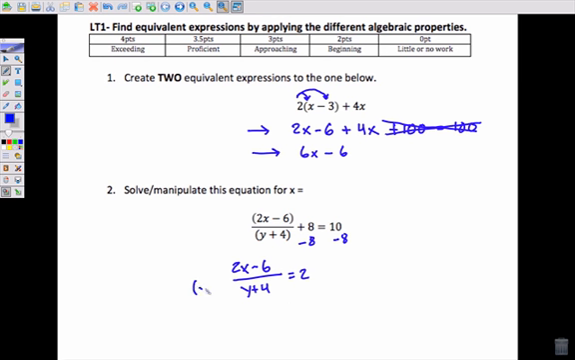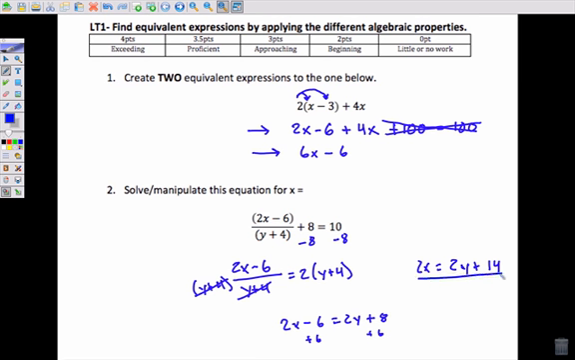Then multiplying by y plus 4. And distributive property gives you this. Add 6 to both sides. You get 2x equals 2y plus 14. Divide everything by 2, and you get x equals y plus 7.